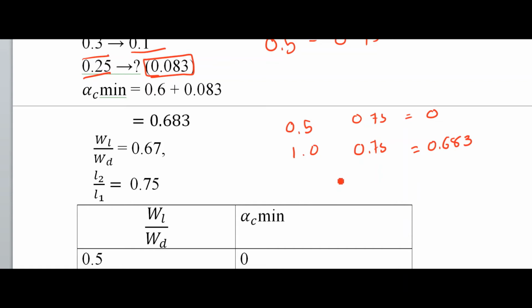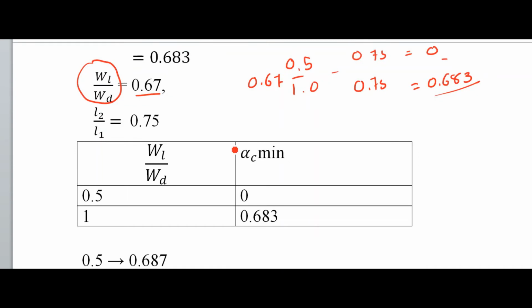Okay, so 0.5 as a value, you can see in the chart there is a 0 to 2, right? So 0.75 is always 0, but in the 1 we have two different values, 0.5 and 0.8. So we have to find out alpha C minimum for the 1, for the 0.75 L1 L2 ratio. So 0.683. But there is one more condition here: the live load and dead load ratio is 0.67. So in between this 0.67, we have to find out with the same condition, same formula.